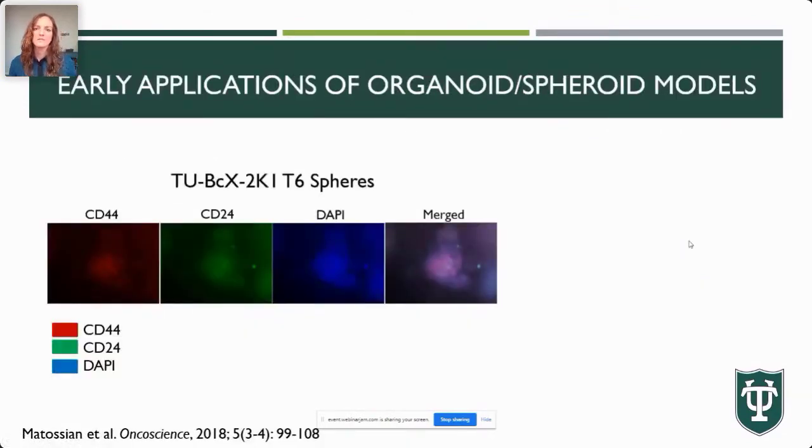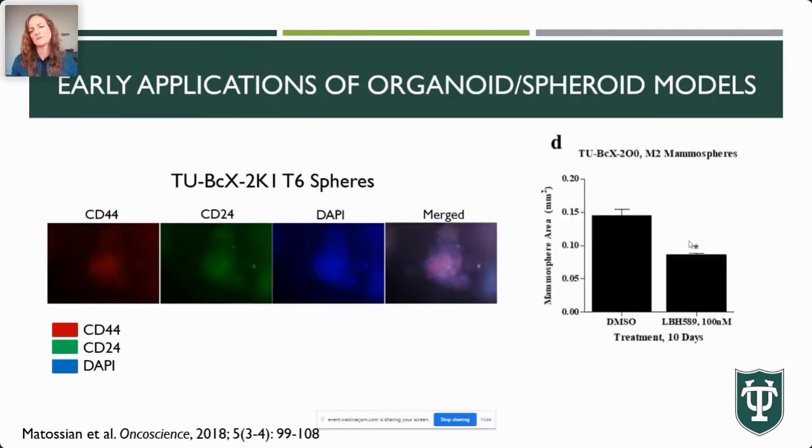Our earliest applications of these organoid or spheroid models were to examine how drugs affected the CD44/24 cancer stem cell-like population. And then we also examined morphometric parameters of the spheres or organoids themselves, and we were able to visualize how drugs affected sphere formation and development.